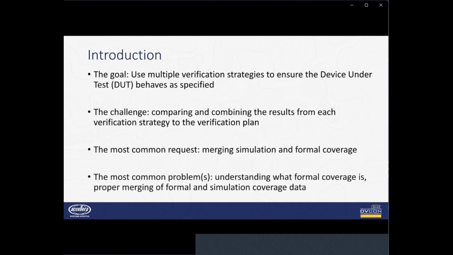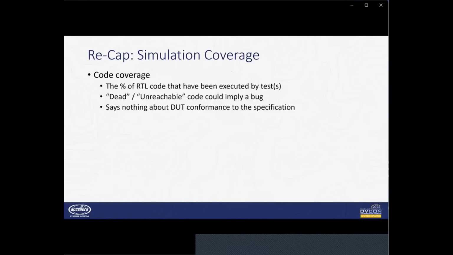But unfortunately, the most common problem we see is that users aren't sure what formal coverage is telling them in the first place and how to properly merge the formal coverage results with their simulation coverage data. But before we address these problems, let's start with a quick recap of simulation coverage. With code coverage, you're measuring the percentage of RTL code that has been executed by your tests. When your tests are unable to traverse into branches of the RTL state space, we say the code is dead code or unreachable, and often this means there's a bug in the code. However, while dead code is usually bad, it says nothing about the DUT's conformance to the specification.